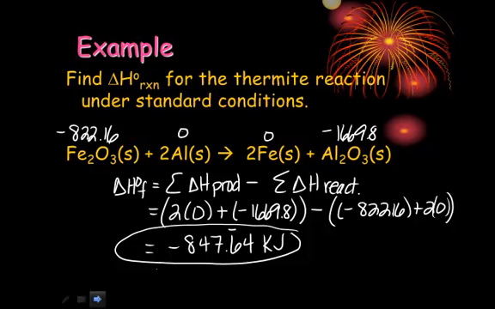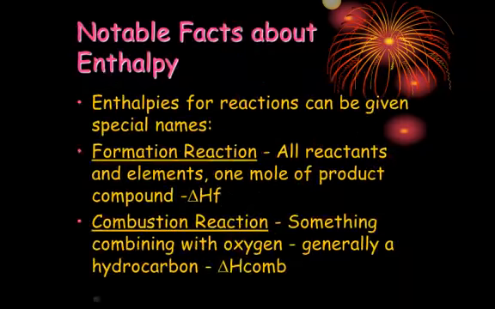So let's look at some important things you need to remember about enthalpy. One thing that comes up quite a bit when teaching this chapter is that the enthalpies for reactions are sometimes given special names, which tend to make students think it means something different, but it really doesn't. One is the formation, which we just talked about, and this is when all the reactants and elements form only 1 molar product. We indicate that using delta H sub F. The other is enthalpy change for a combustion reaction, when you have something reacting with oxygen. Sometimes that's noted as delta H combustion, COMB.